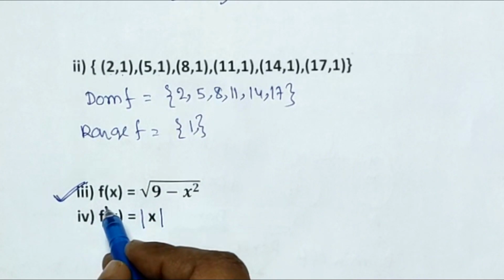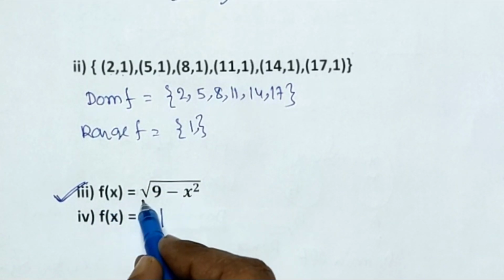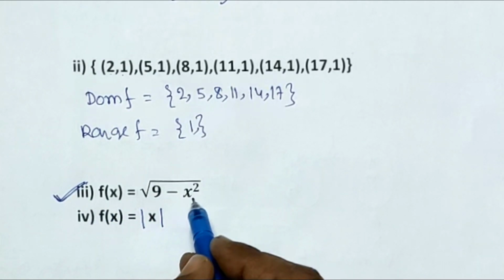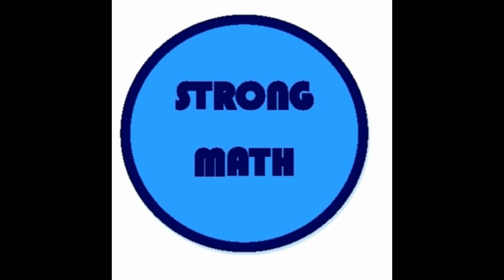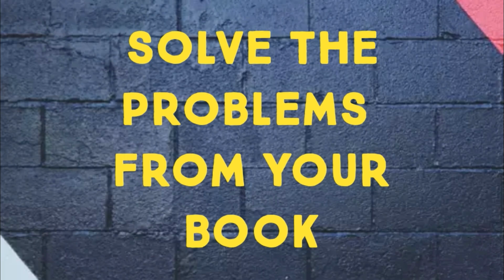By using this concept and with the help of these tips or hints, you try to solve this problem, that is, find the domain and range of the function f(x) equals root under 9 minus x square. So this was the basic concept of real functions.